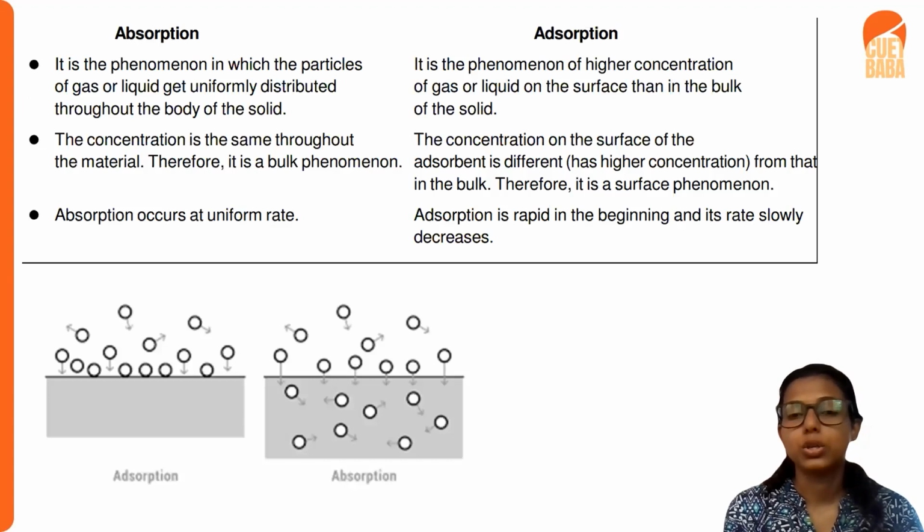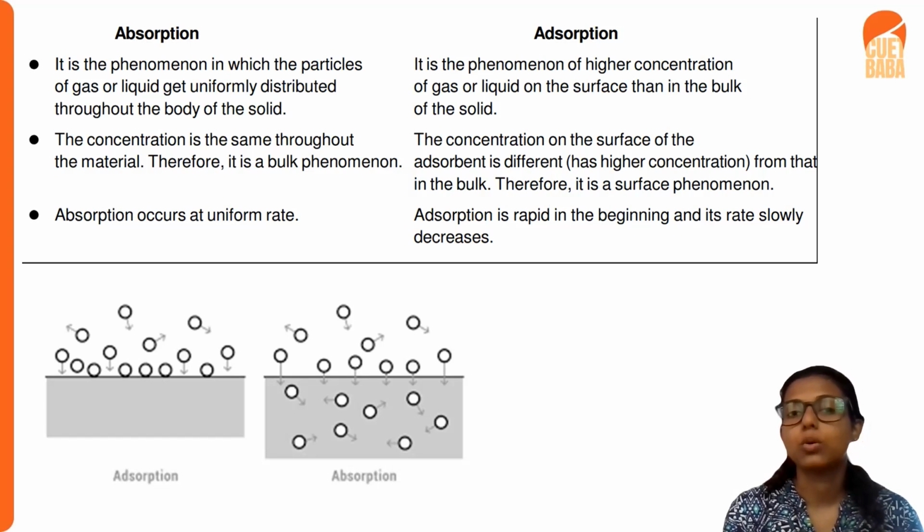Next, we are going to discuss the difference between adsorption and absorption. Absorption is the phenomenon in which the particles of a gas or liquid get uniformly distributed throughout the body of the solid. When a liquid or a gas is absorbed by a solid, there will be a uniform distribution of the liquid or gas throughout the solid. The concentration is the same throughout the material. Therefore, it is a bulk phenomenon.